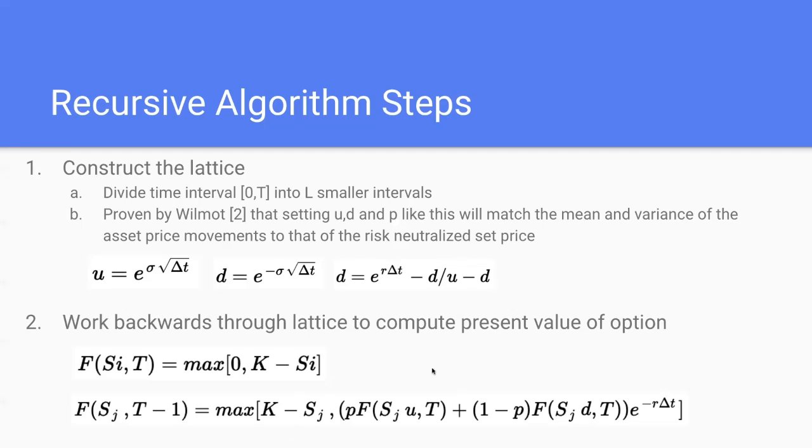Now for the second phase of the algorithm, this is where we work backwards from the leaf nodes at time T to compute the option price. At time T and leaf node I, we know that the value of this option is either 0, where we don't exercise the option, or it is the strike price K minus the current price of the asset S_I.